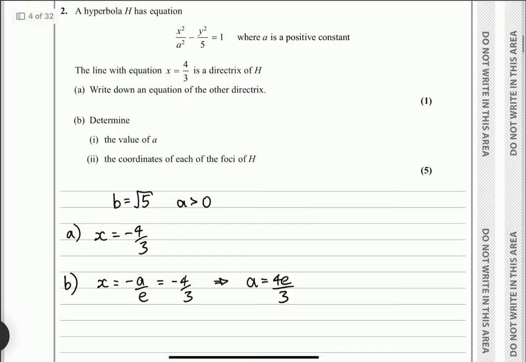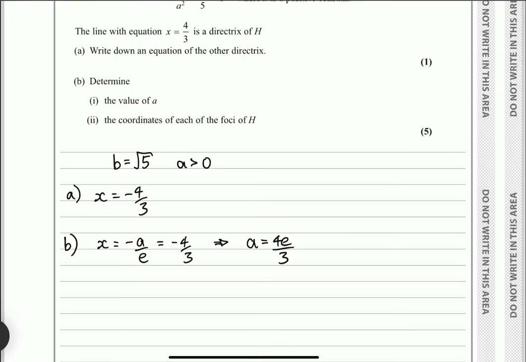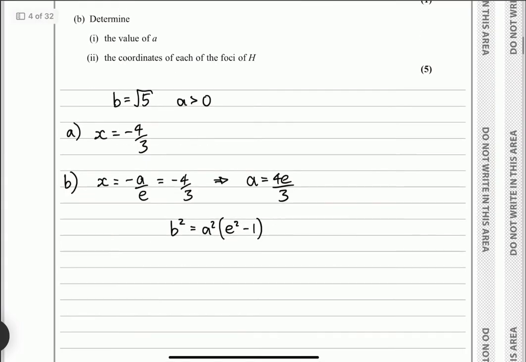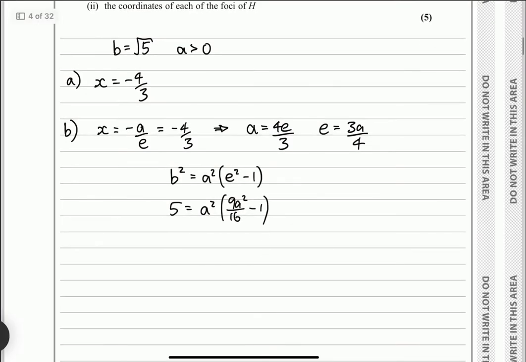But we need another equation connecting these two, and we know that for a hyperbola, b squared is equal to a squared times e squared minus 1. That's in the formula booklet in the conics section. So 5 is equal to a squared. We didn't really want it written like that. What we want is e equals 3a over 4. So that's 9a squared over 16 minus 1, and we have an equation in a to solve.